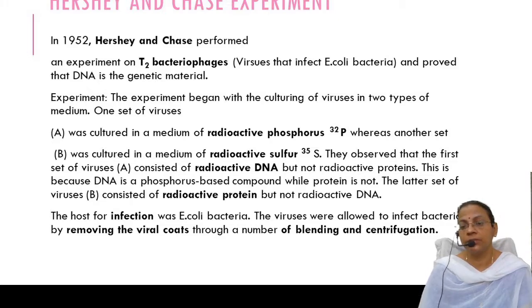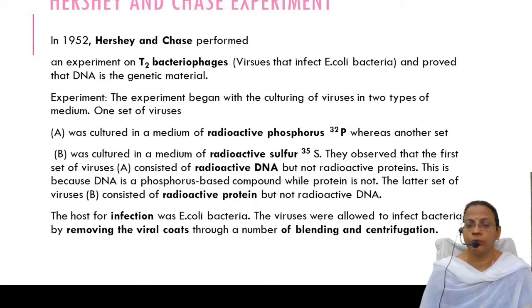The first step is infection. Infection means the E. coli cultures were separately allowed to be infected with separately labeled T2 bacteriophage. In the first set, it is phosphorus 32, where the DNA is labeled. And in the second set, it is sulfur 35, where the capsid was labeled. Then they were allowed to infect.